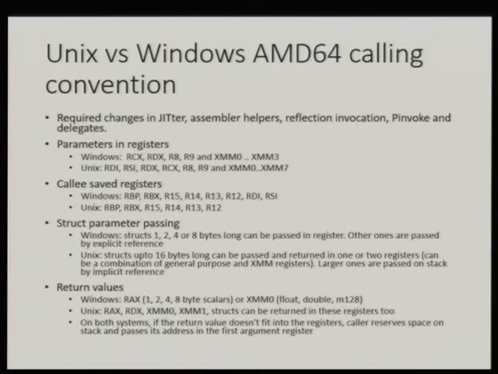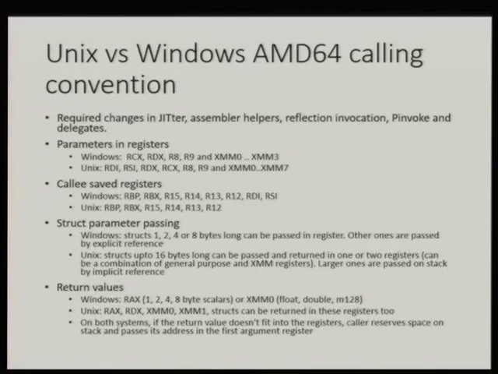The differences are in the way that parameters can be passed in registers. On Unix, you have two more general purpose registers that you can use for passing parameters, which are RDI and RSI, and four more floating point registers, the XMM ones. And obviously, the just-in-time compiler needs to know that and generate proper code. It needs to know that, for example, the this pointer is always in the first parameter, so it has to go to RDI, not RCX, and stuff like that.